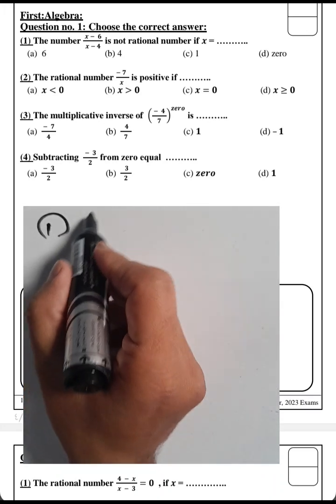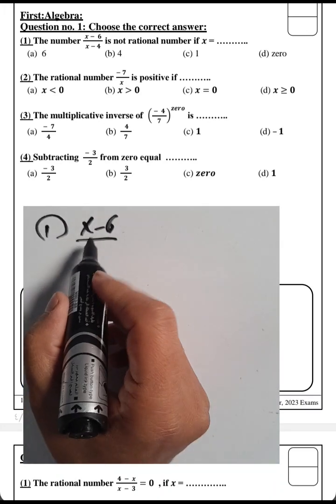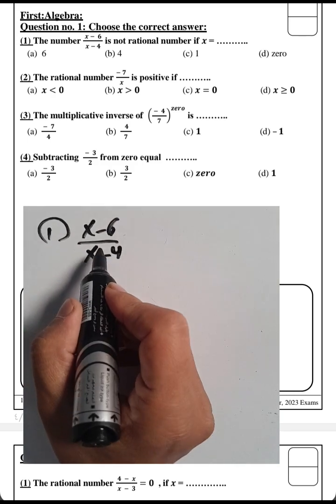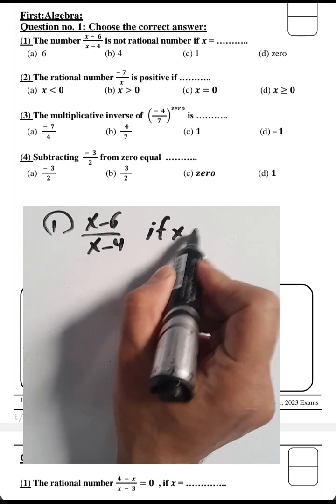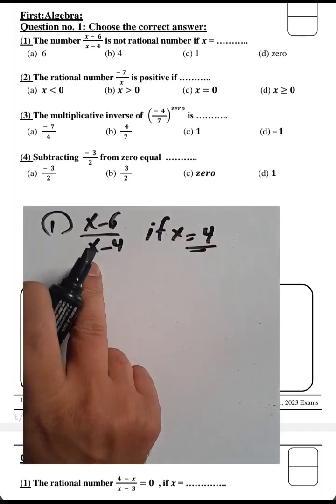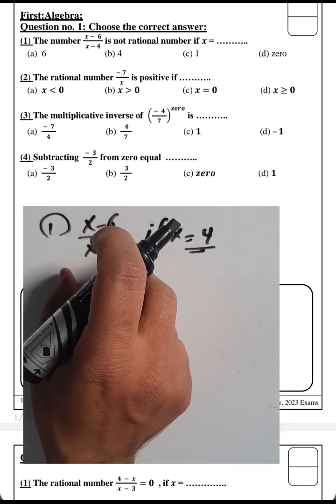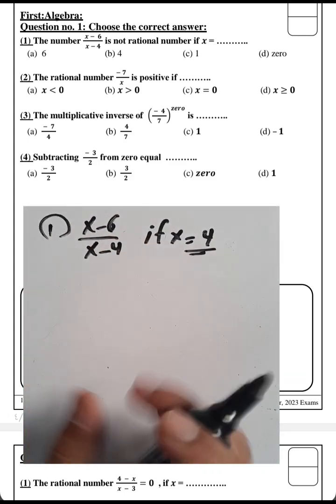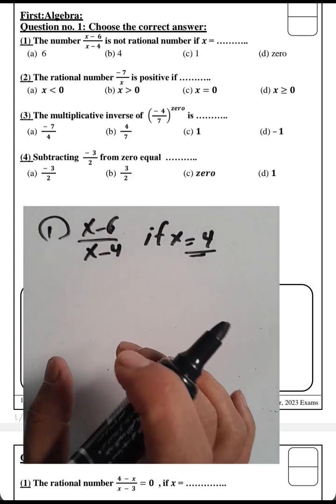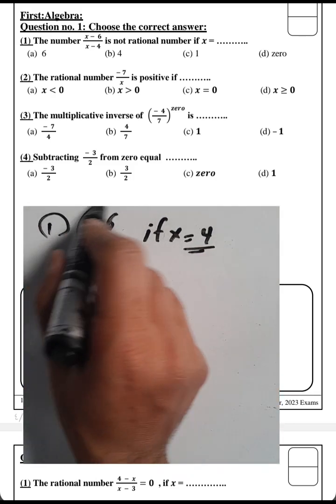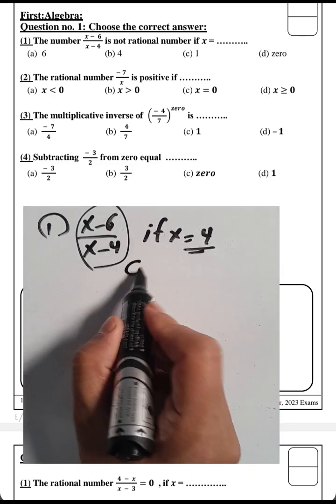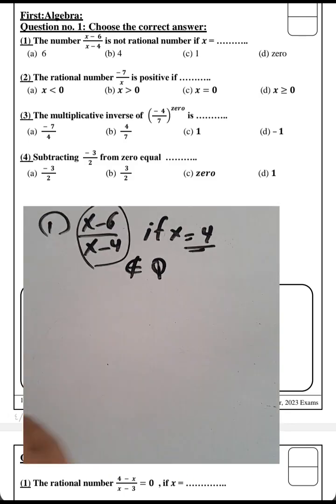The number (x - 6) over (x - 4) is not a rational number if x equals 4, because if we put x equal 4 here, then the denominator will be 0, and any number divided by 0 is undefined. So the result will be x equals 4. If x equals 4, then this number does not belong to the rational numbers. Okay.